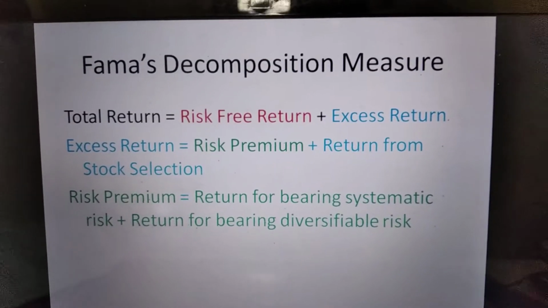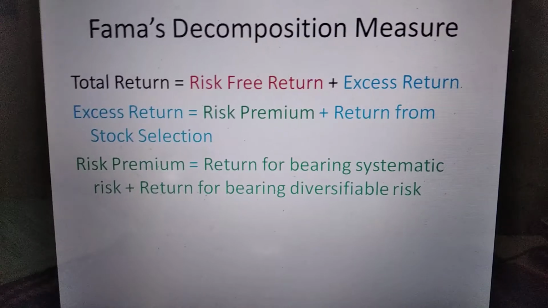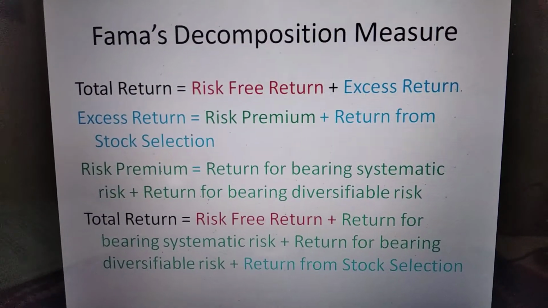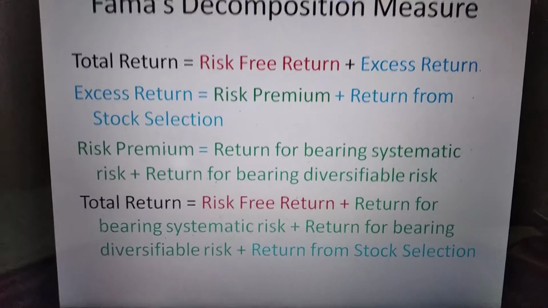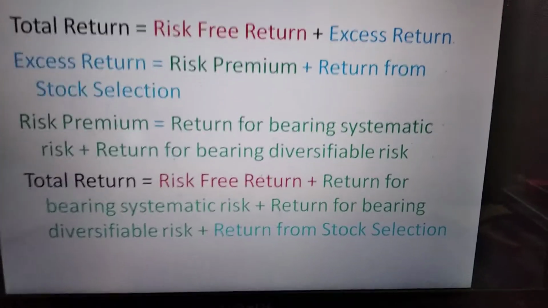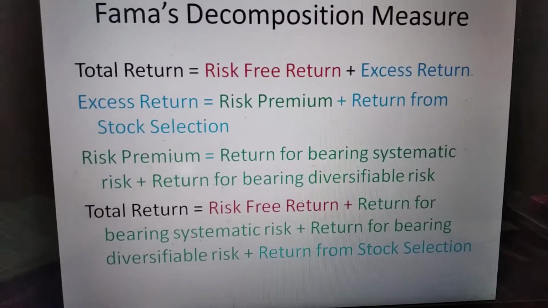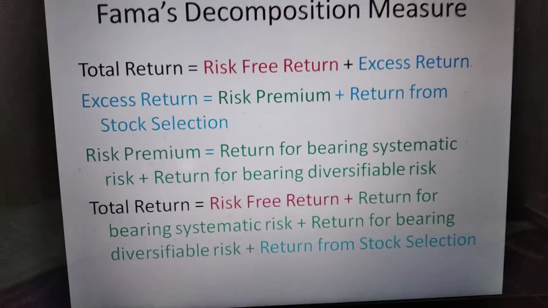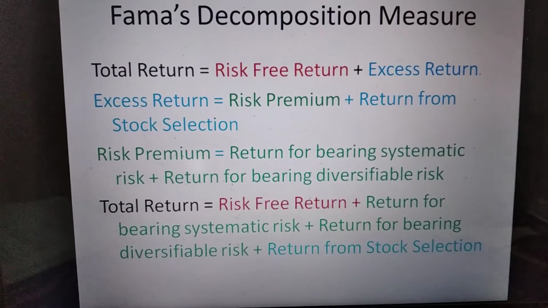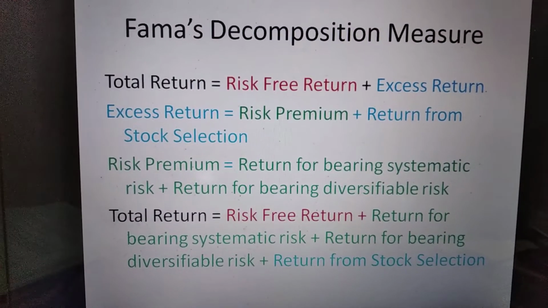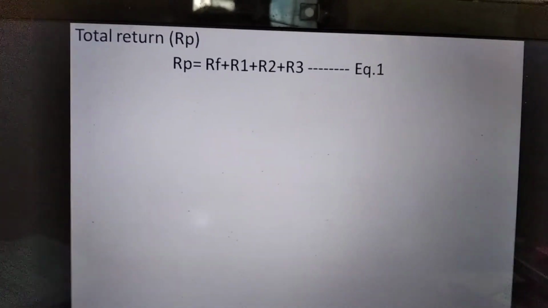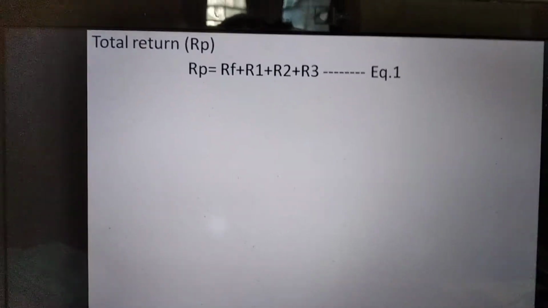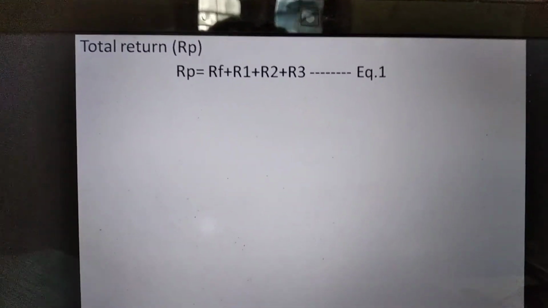So the total return can be rewritten as risk-free return plus return for bearing systematic risk plus return for bearing diversifiable risk plus return from stock selection. The total return is decomposed into four components. Hence the return of the portfolio is put into the equation as RP is a function of RF plus R1, R2 plus R3.